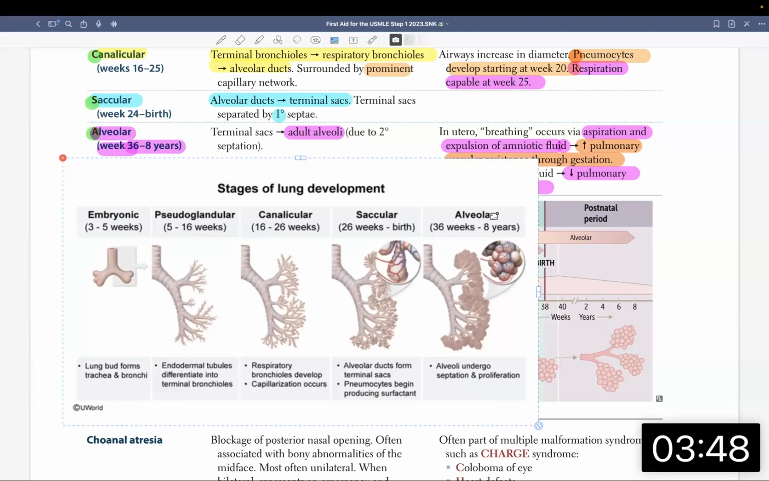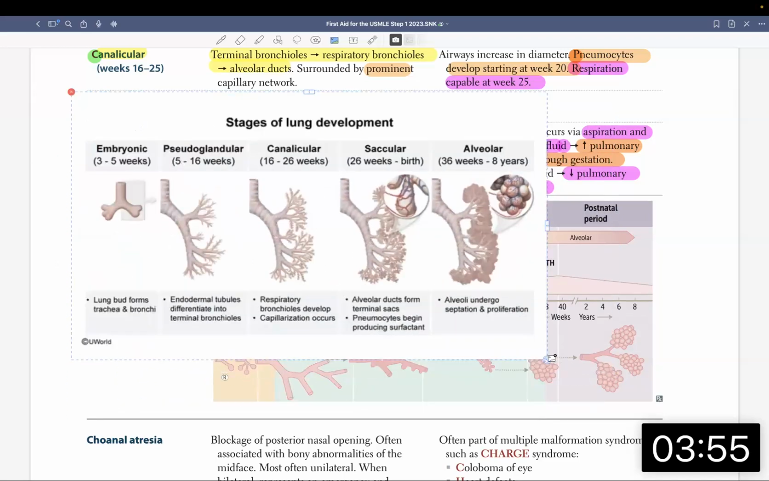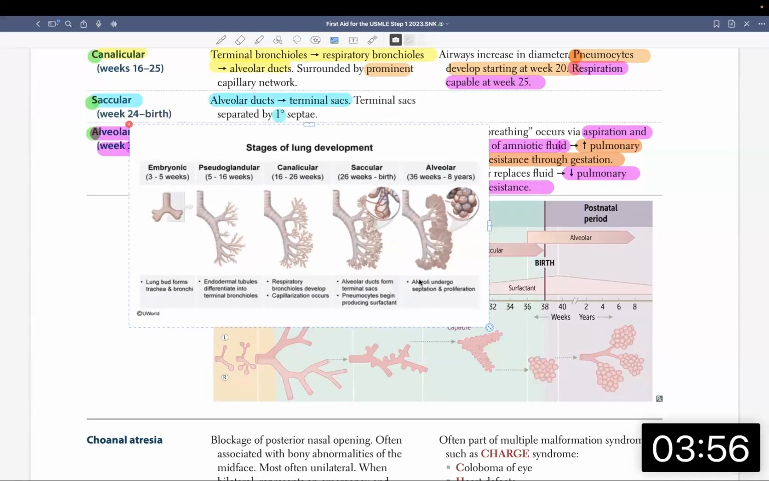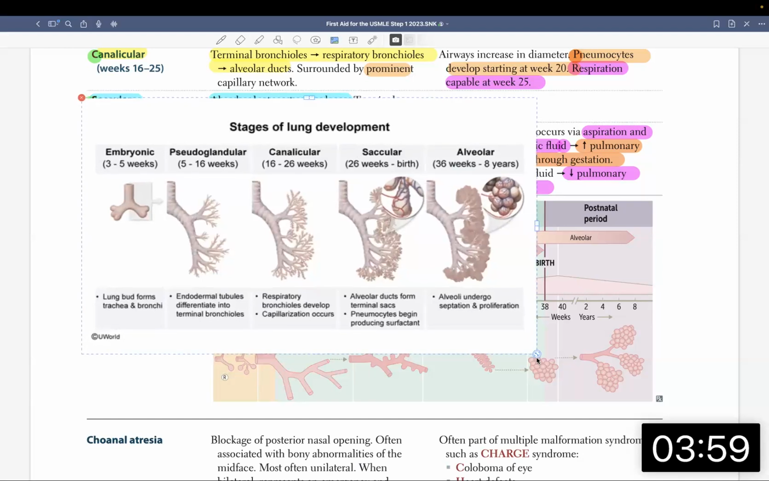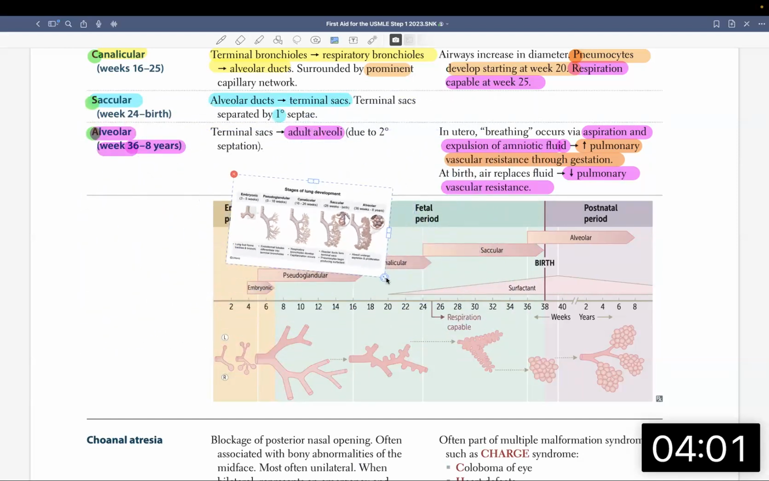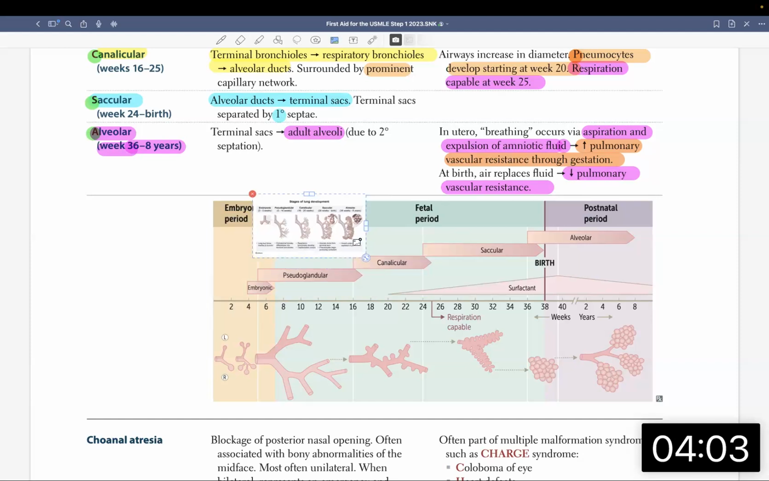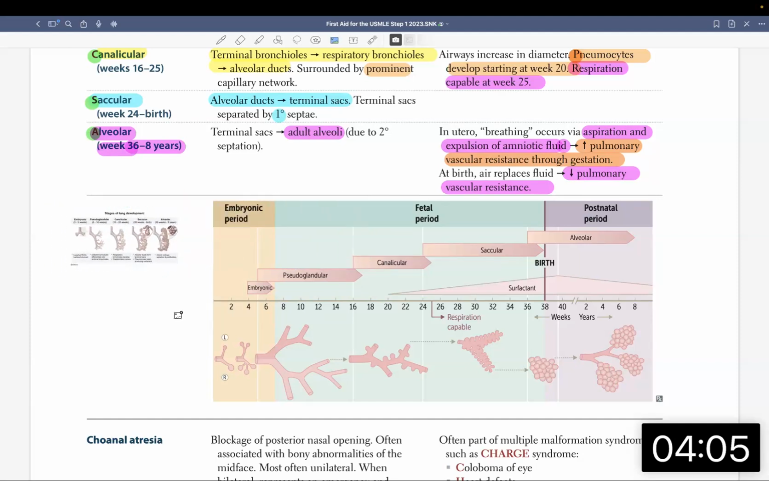Then we have the alveolar phase, which is 36 weeks to 8 years. Alveoli undergo septation and proliferation all the way up to 8 years, which kind of explains why kids may be more susceptible to infections, because the alveoli are still maturing to adult alveoli.